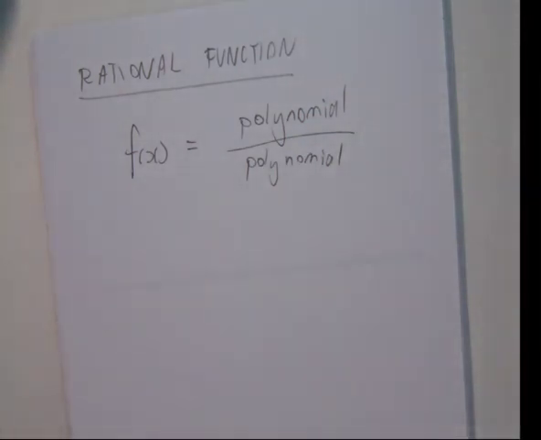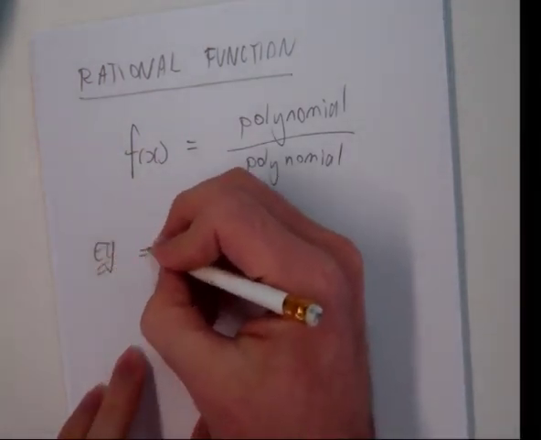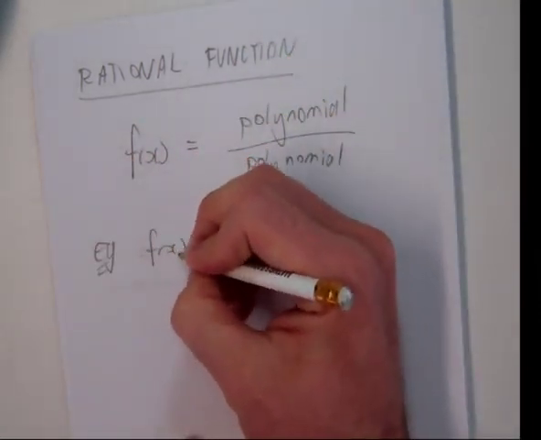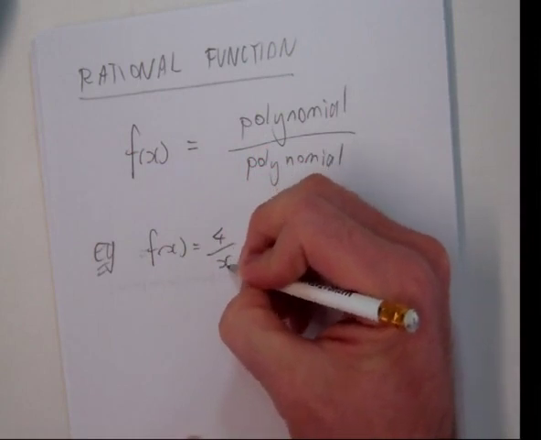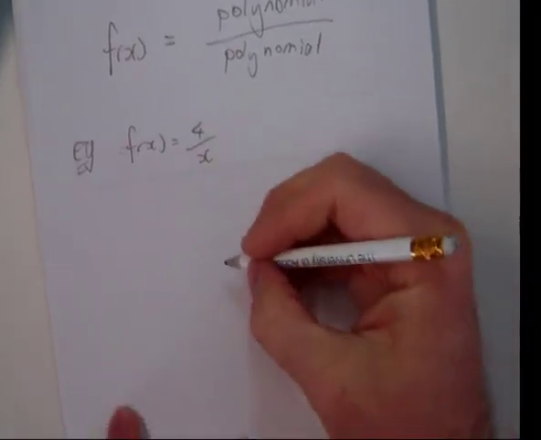So I'm just going to give you a couple of examples. The classic and most important example is something like that. Okay, the top is technically a polynomial. That was the number 4. Just the plain number 4 is a polynomial. X is a polynomial too. So that is a rational function. That is the simplest kind of rational function, and it will look like this.